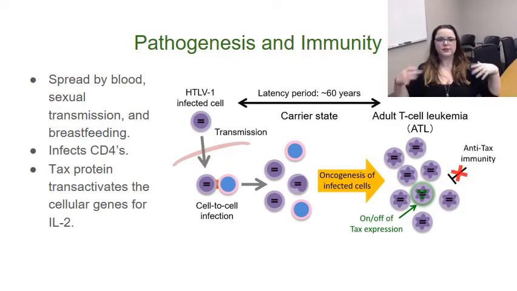Okay, so what is it? How do we get it? First off, HTLV1 is spread in fluids: blood, sexual transmission, and breastfeeding, which is actually really important, as you'll see in a minute, for kind of the epidemiology.